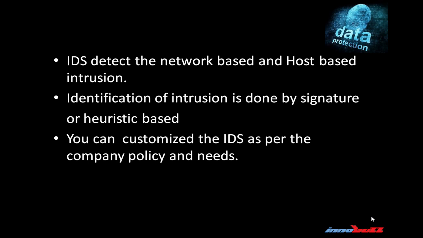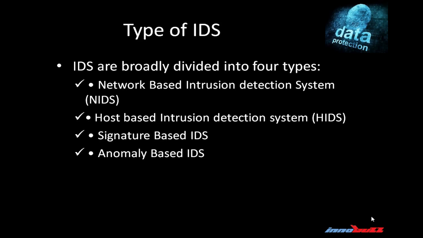IDS detects network-based and host-based intrusions. The identification of intrusion is done by signature or heuristic. You can customize the intrusion detection system as per the company policy and needs. There are broadly 4 types of intrusion detection system: network-based intrusion detection system, host-based intrusion detection system, signature-based intrusion detection system, and anomaly-based intrusion detection system. Let's discuss the types of intrusion detection system one by one.